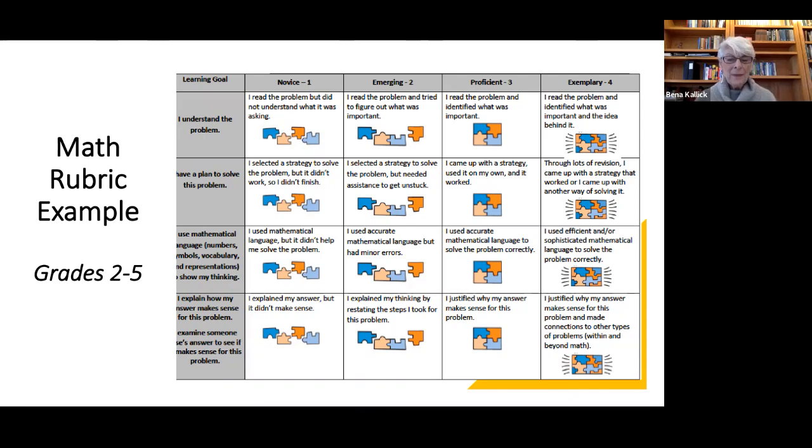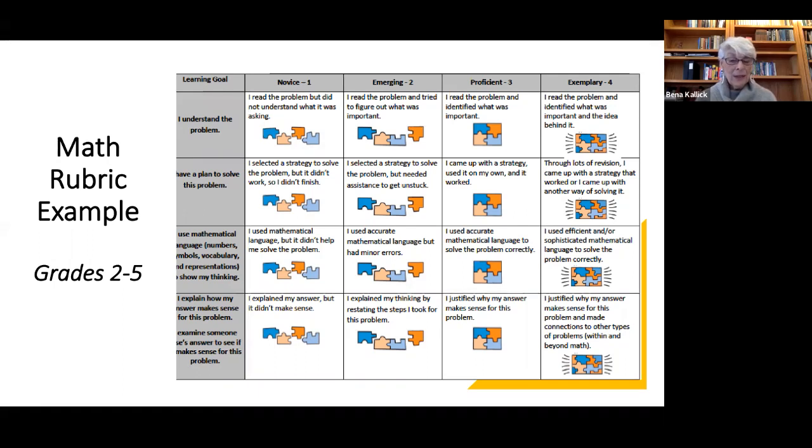But I want to point out something really important, and that is, notice the language across the top of this rubric. I'm a novice, meaning, gee, I'm just starting, and I need the problem. I read the problem, but I didn't get it. I just didn't get it. And then emerging: I read the problem, I tried to figure it out, but I couldn't figure out what was important. And then we get to proficient: I read the problem and identified what was important. And finally, in exemplary, I read the problem, identified what was important, and the ideas behind it.